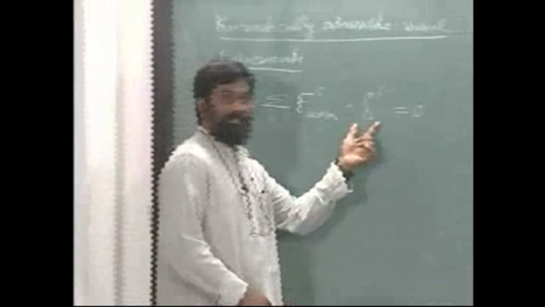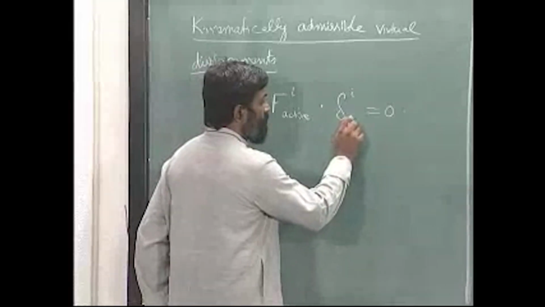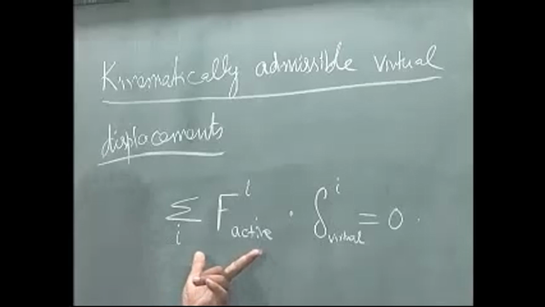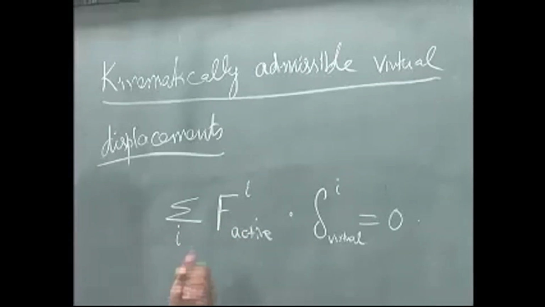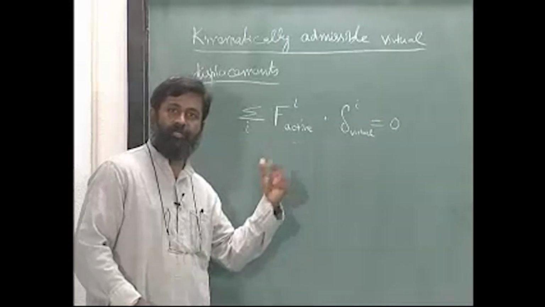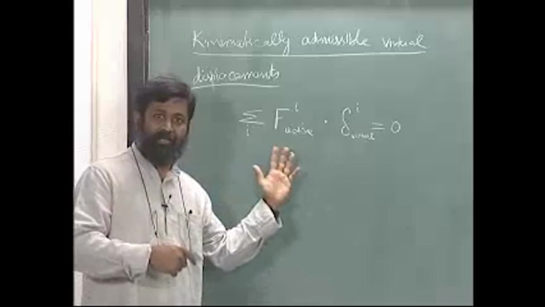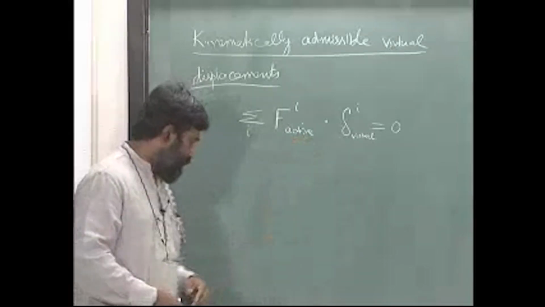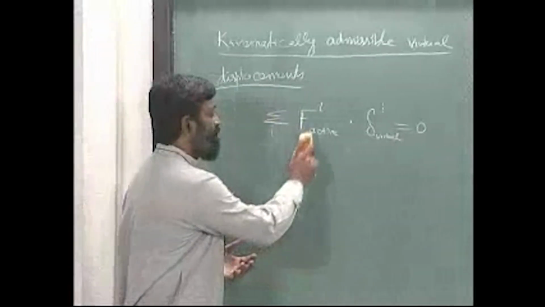Since this is a virtual displacement, we will call this virtual. So F active, it need not be said as F active. The reason why we have said F active is that the forces that balance each other will have equal and opposite values that automatically cancel off. So in a way, I need not say F active here.